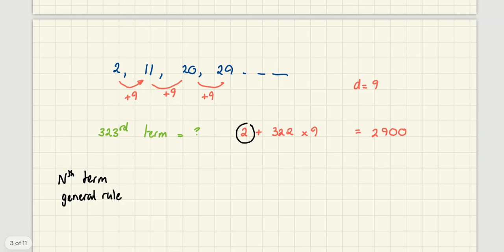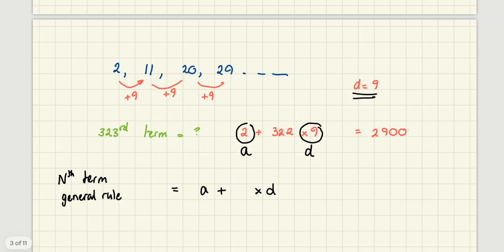I'm going to give it a letter. Now we have a consistent approach. So the letter we use is actually A. So my general rule is going to be A plus, okay? What was the 9? Well, that's a D. So we're going to have times D.